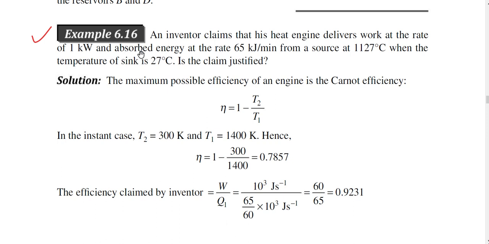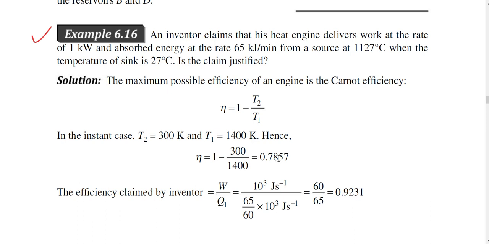You see that it has been mentioned that the absorbed energy, that means the absorbed heat energy, is 65 kilojoule per minute. As it is given per minute, we are converting into the per second unit. So, 65 by 60 kilojoule. To convert into the joule unit, we have multiplied by 10 cube. So ultimately, as per this data, the efficiency is 0.92, but the maximum possible efficiency of the Carnot engine, eta, is equal to 0.78.